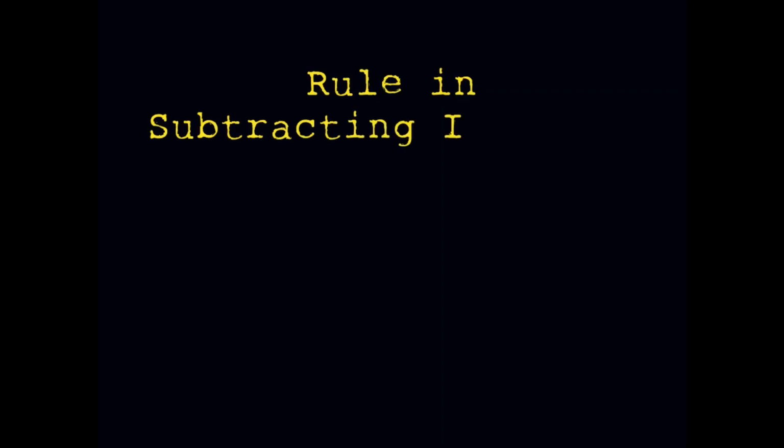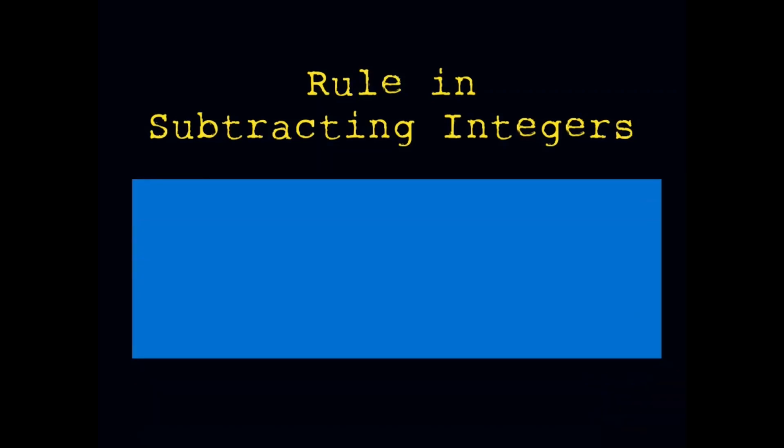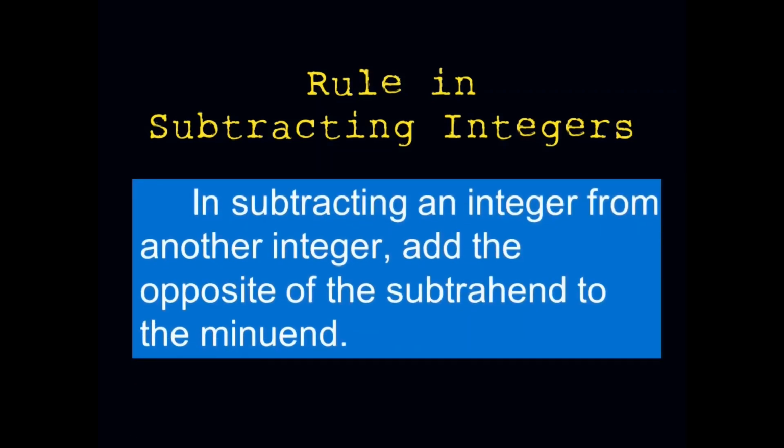Now, please take note that when we subtract integers, we need to follow this rule in order to get the correct answer. So, what is this rule? Let's read. In subtracting an integer from another integer, add the opposite of the subtrahend to the minuend. Again, in subtracting an integer from another integer, we need to add the opposite of the subtrahend to the minuend. Now, let's try to apply this rule in solving subtraction problems in our succeeding examples.